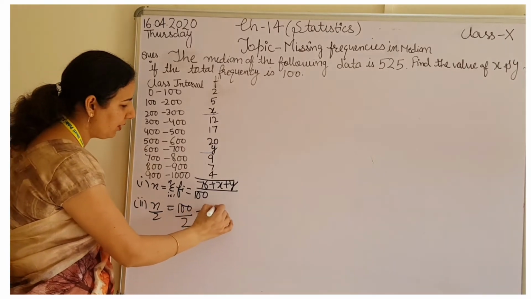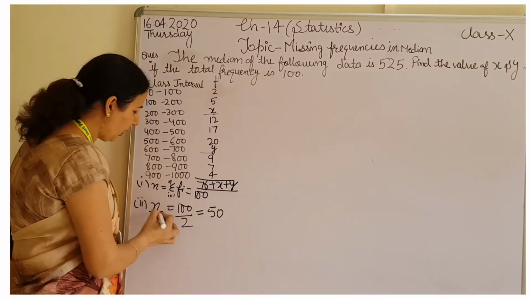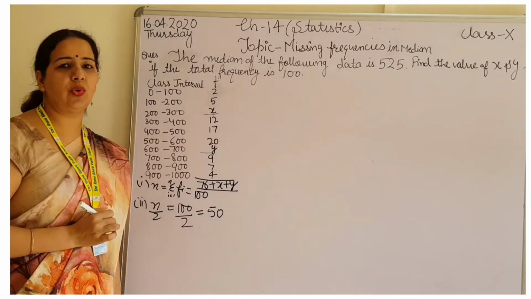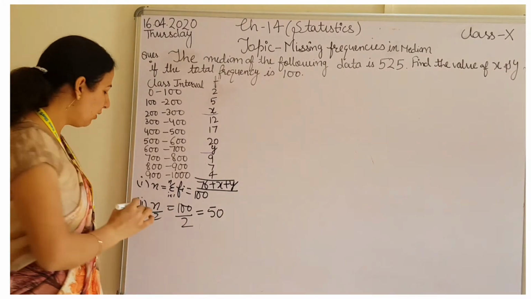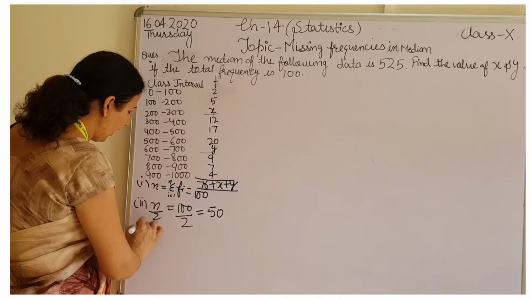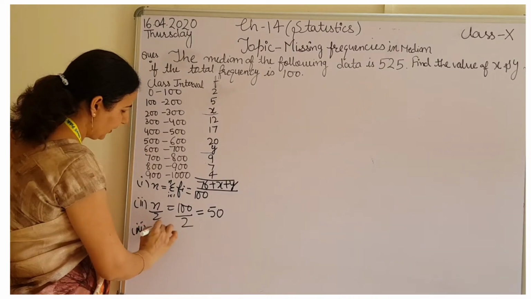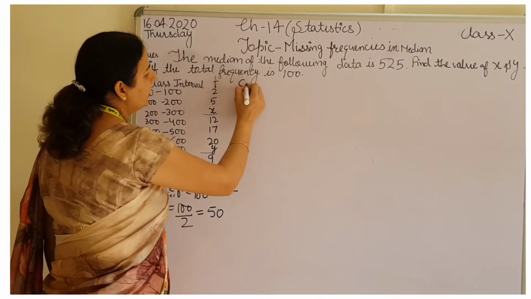100 upon 2 is 50. So the value of my n by 2 is 50. Now third step is calculate the CF. How will you calculate the CF?